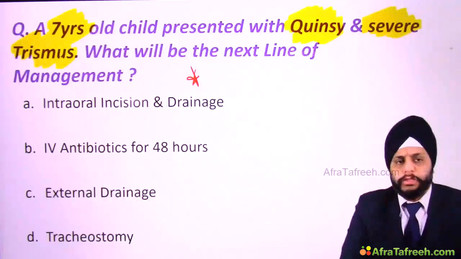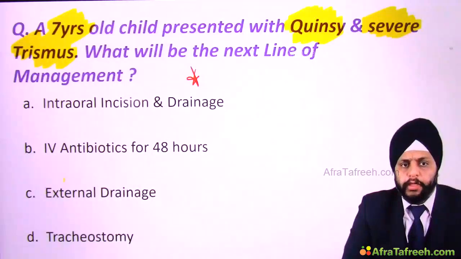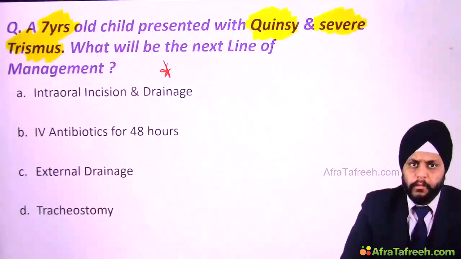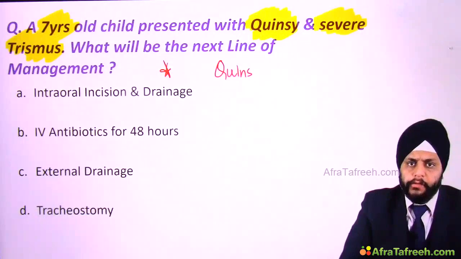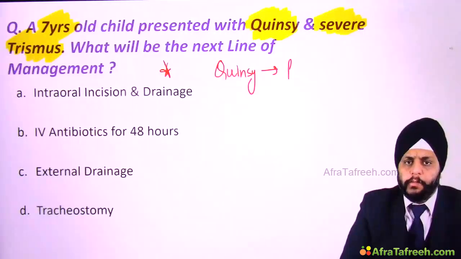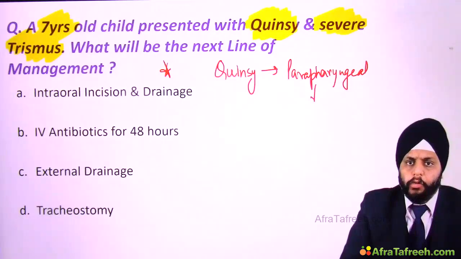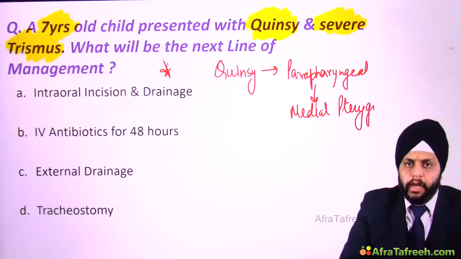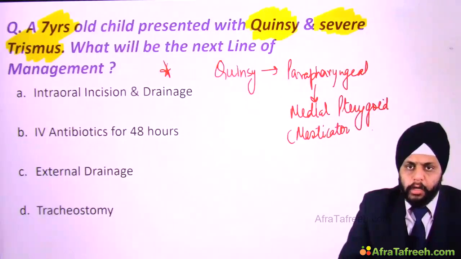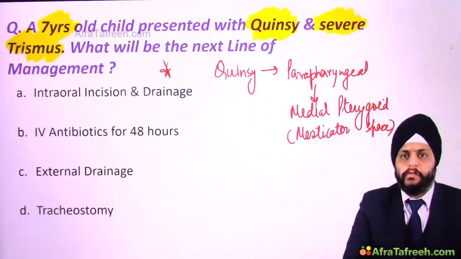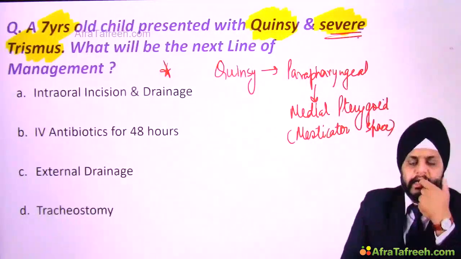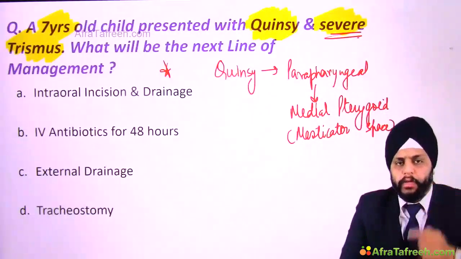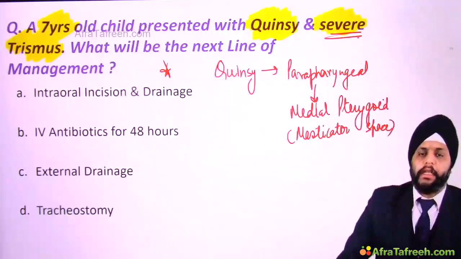Okay, now my first question is, why is the patient of quinsy having trismus? A patient of quinsy has trismus when this quinsy spreads to the parapharyngeal space, and from the parapharyngeal space it goes and involves the medial pterygoid muscle. So that means it has almost also involved the masticator space. And now it will have trismus. The patient has severe trismus. That means less than 1 finger mouth opening. Okay, what is the next line of management?